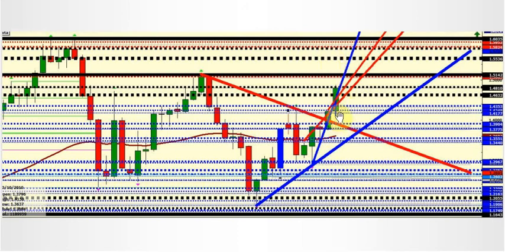Now, you can see price has moved up strongly this month. It is in an overall uptrend. And as I said, we are waiting to see which direction it will take and to see if it will reverse in this area.